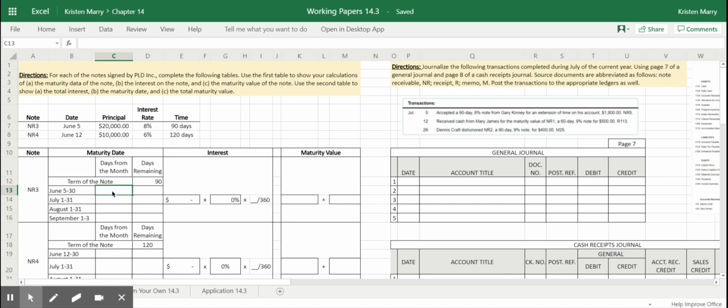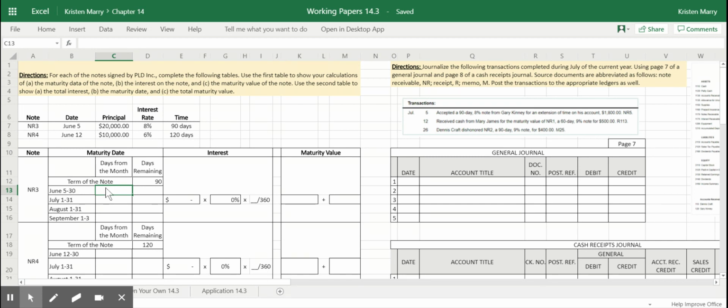So first thing we're going to do over here on the left-hand side is calculating the maturity date, which is the date that they need to pay their loan off by, or excuse me, their note receivable. What's the last day that they need to pay it by, determining how many days we allot for them. So notes receivable number 3, we've got a customer that's borrowing $20,000 at 8% interest, and they have 90 days to pay it back. So they take their notes receivable out on June 5th.